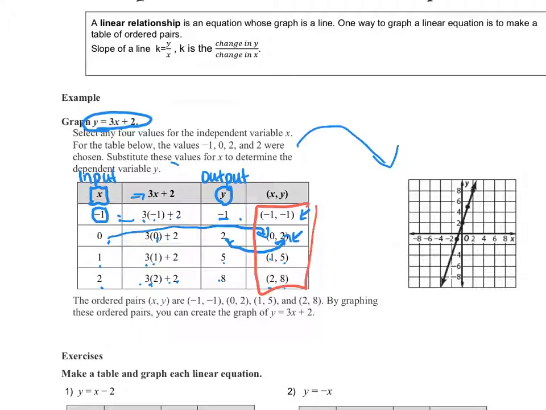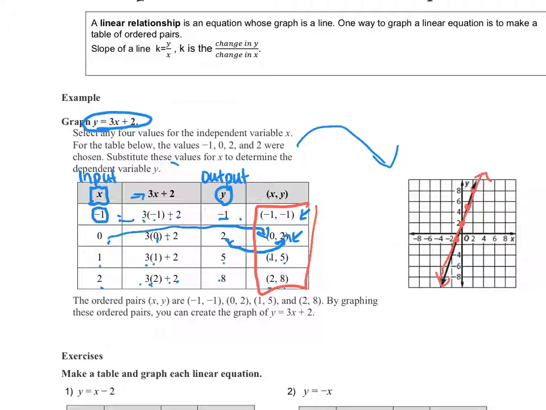So we've got to be real careful, okay, on our points. So -1, -1. There's that point. And they had already graphed it. We're making sure we're paying attention real close here, okay? Okay, and then 0, 2. And then 1, 5, and 2, 8. And then they went ahead and graphed that line, right? Okay, so they did that based on a table, okay?